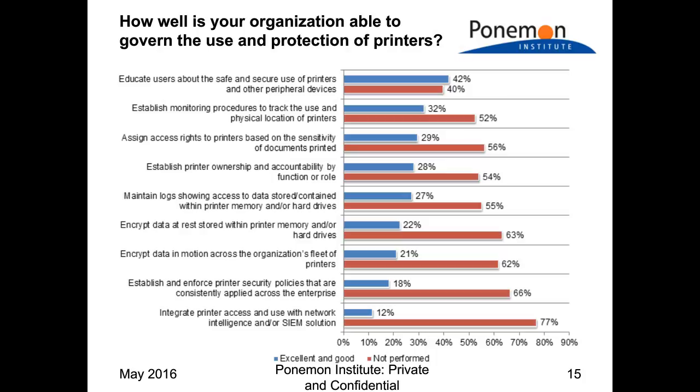So you notice that the not being performed really gets to be pretty large, like 77% on things like integrating printer access and use with network intelligence and or SIEM solutions. Second from the bottom, establishing and enforcing printer security policies that are consistently applied across the enterprise. 66% say that nope, it's not being done. And here's an important one: encrypt data in motion across the organization. A fleet of printers. 62% say nope, it's not being done, and you can see the rest. So the fact that the red bar is longer than the blue bar tells me that a lot of these really good ideas and suggestions for improving governance around printer security are just not being done.